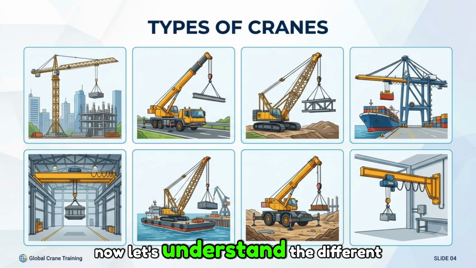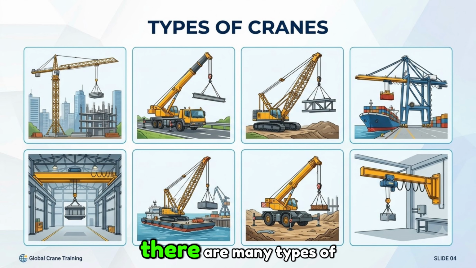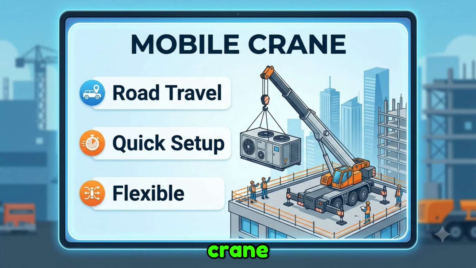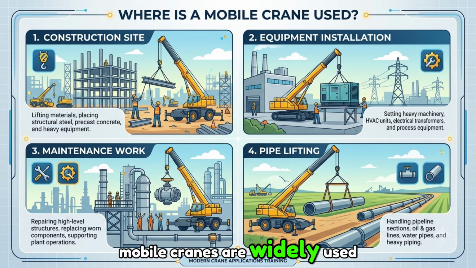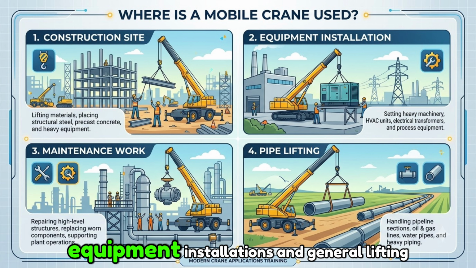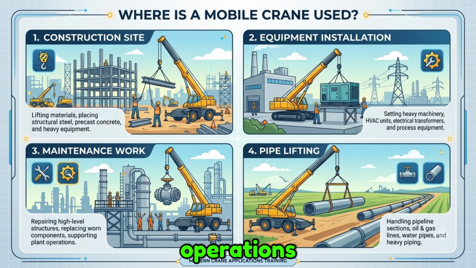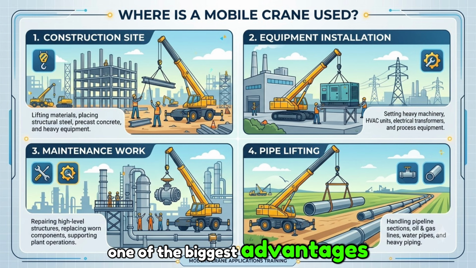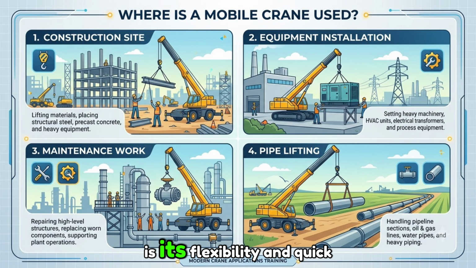Now let's understand the different types of cranes. There are many types of cranes used in industry, but today we will discuss the most common ones. The first type is the mobile crane. As the name suggests, a mobile crane can travel from one location to another. It is mounted on wheels and can be quickly transported to different job sites. Mobile cranes are widely used in construction, maintenance work, equipment installations, and general lifting operations. One of the biggest advantages of a mobile crane is its flexibility and quick setup.